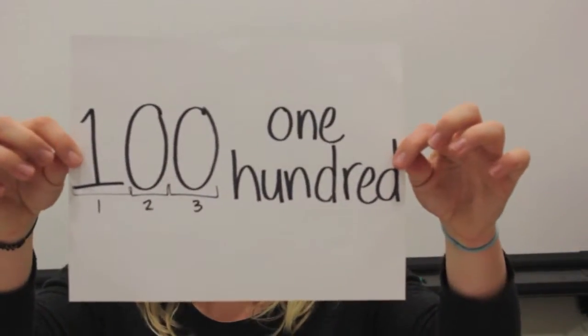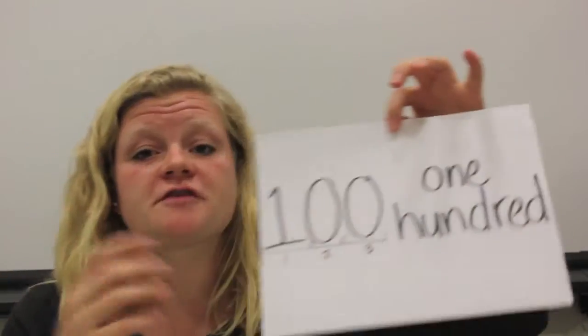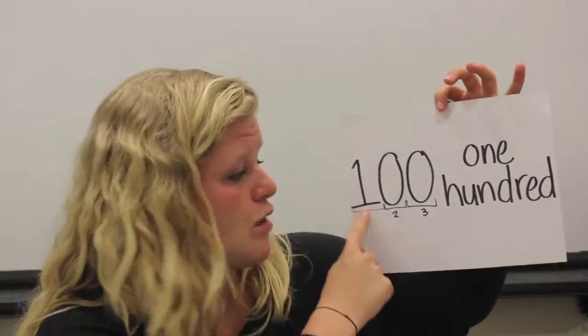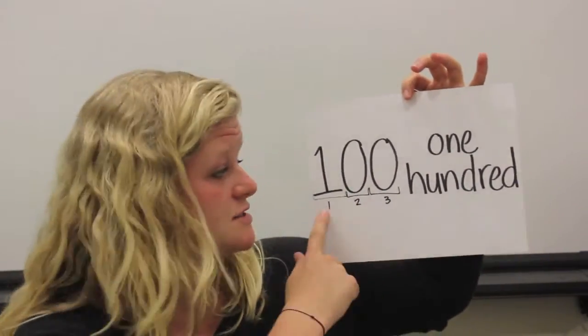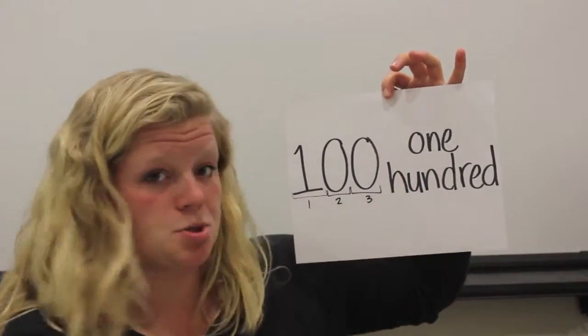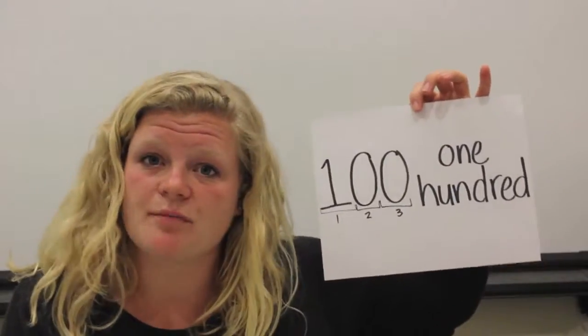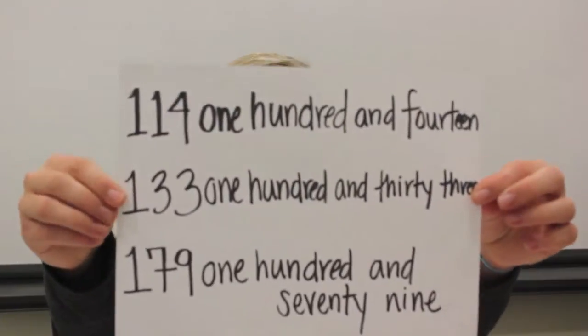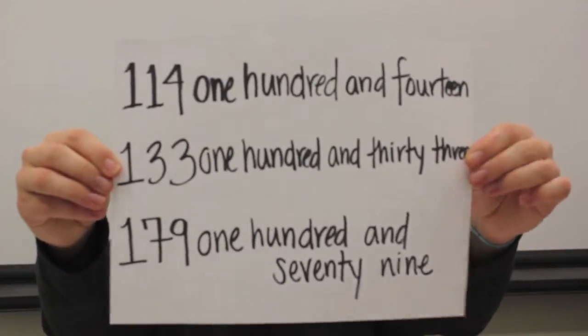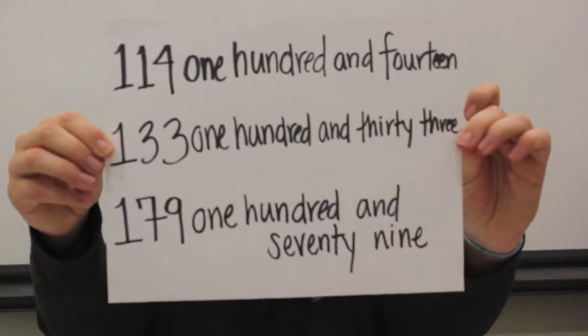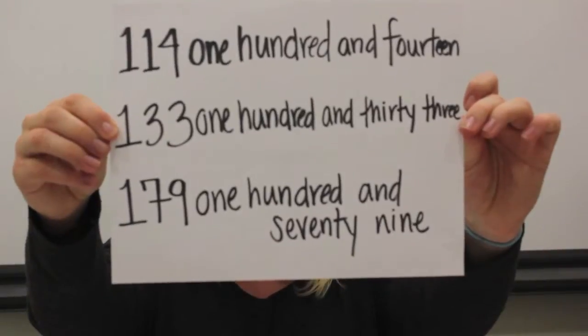And then once we get up to 99, we get to 100. 100 is the first number that has 3 digits. 1, 2, 3. And here it starts with a 1, so it's called 100. We can add in these two places all the numbers that we saw before. Here are some examples. 114, 133, and 179.